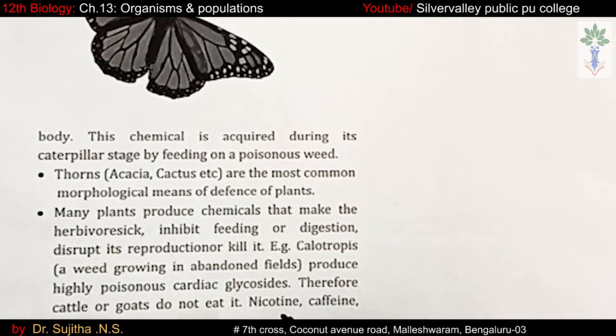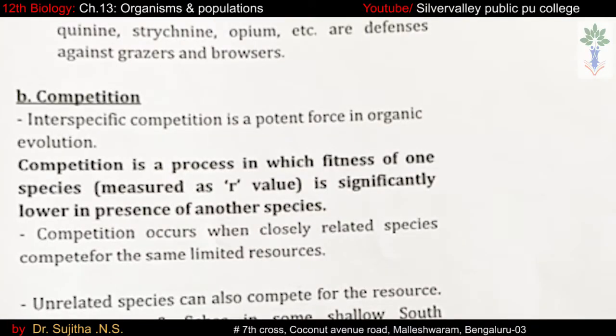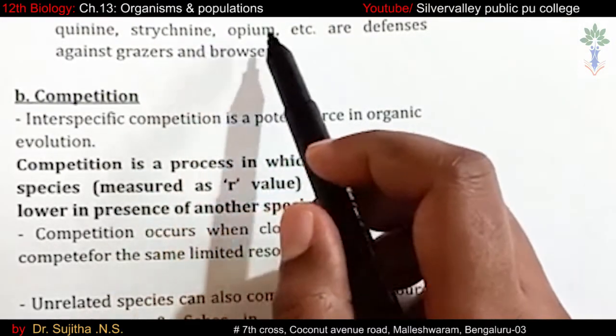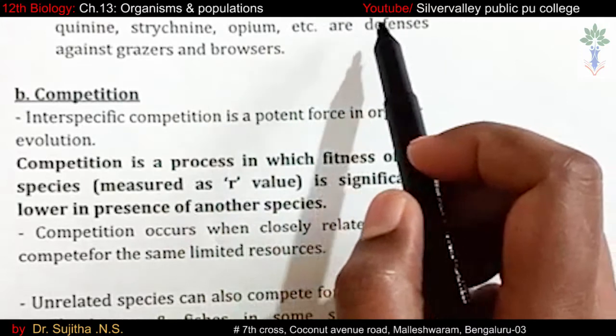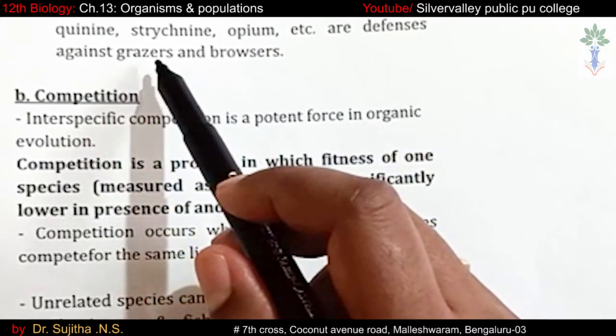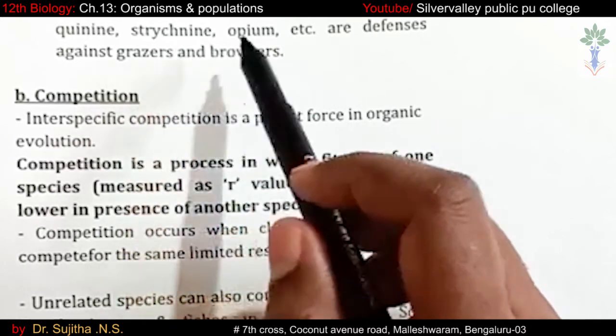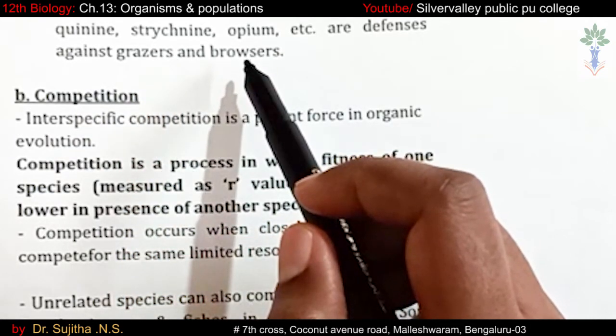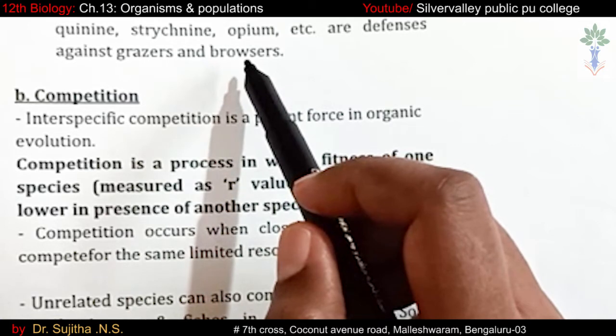Apart from these chemicals, there are many other chemicals which are present in the body of the plants, such as nicotine and caffeine. Quinine, strychnine, opium, etc. are the defenses against the grazers and browsers. Grazers are those animals which graze upon the grasses. Browsers are those animals which feed upon the small woody plants, shrubs, herbs, etc.